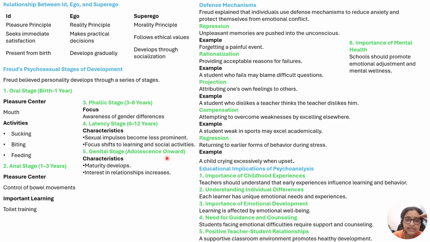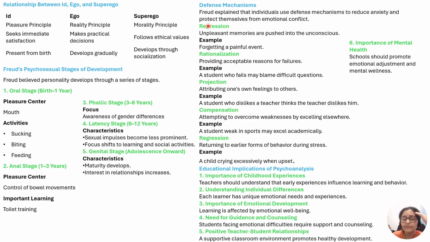Then the latency stage, 6 to 12 years. Sexual impulses become less prominent. He will learn to control his desires, and the focus shifts from learning to social activity. He will start abiding by social norms. Then the fifth stage is the genital stage. Maturity will develop and desires will increase.